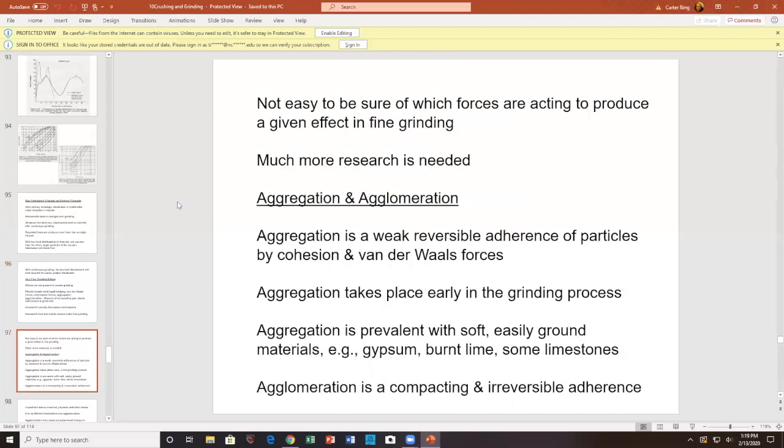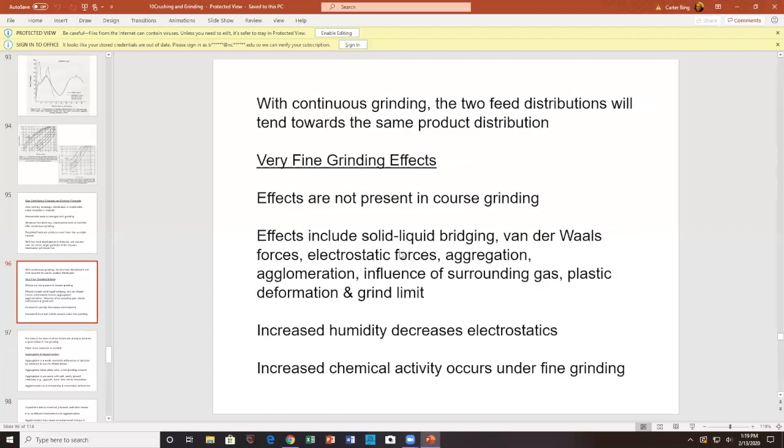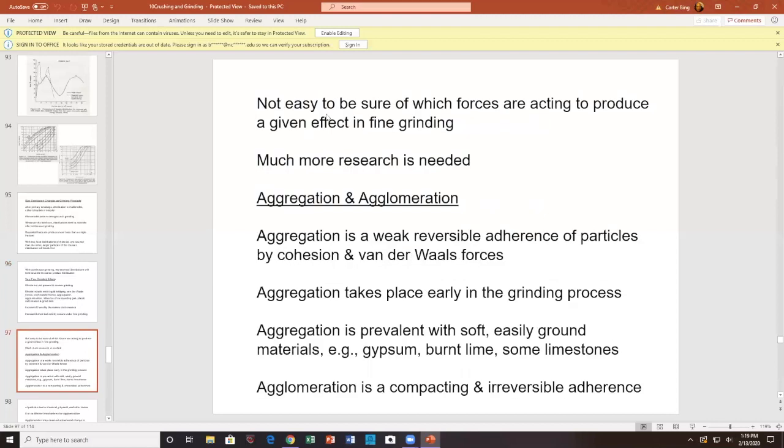In this area, you've got all these forces acting, okay? Different types of phenomena that occur. It's not easy to be sure what forces or mechanisms are acting to produce a given effect in fine grinding.